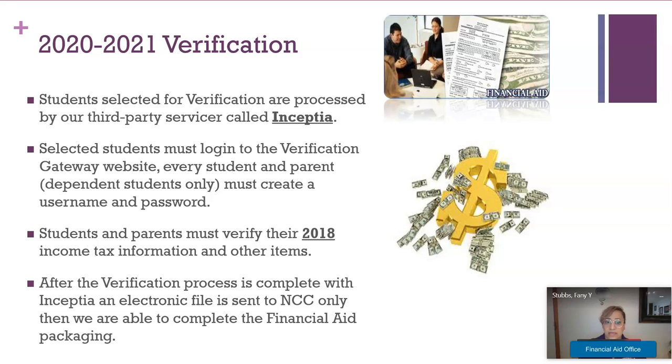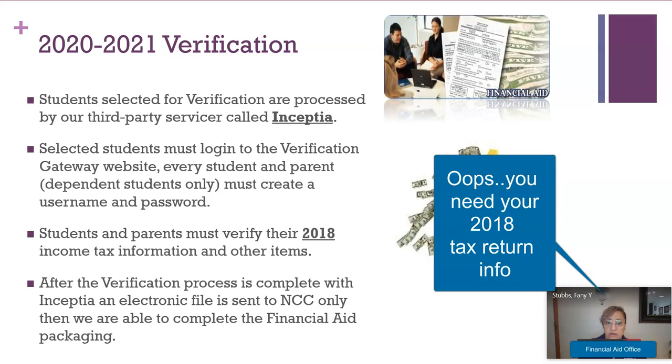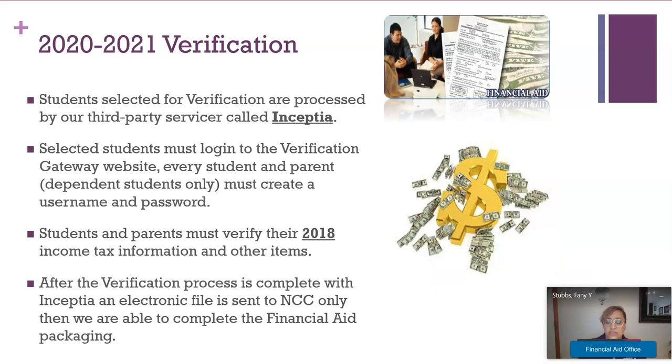The students selected for verification will need to log in to the verification gateway, and you will need to create a username and password, one for you, one for one of your parents. This is separate from your FSA ID. You will need to use your 2019 income tax information and perhaps other items. After the verification process is complete with Inceptia, it will take a few business days for us to receive an electronic file in order to complete the packaging.